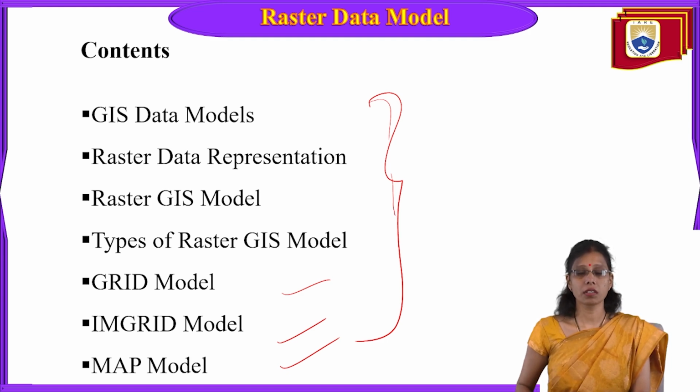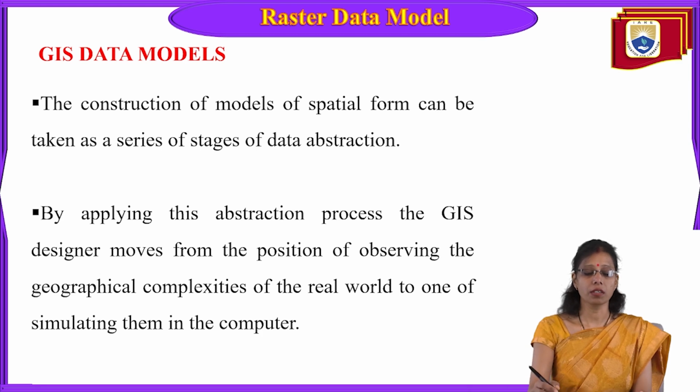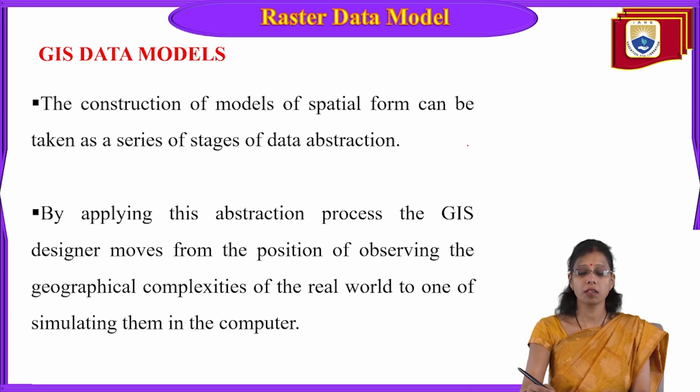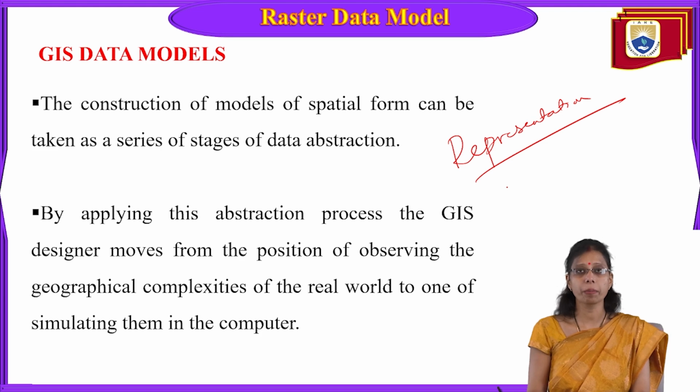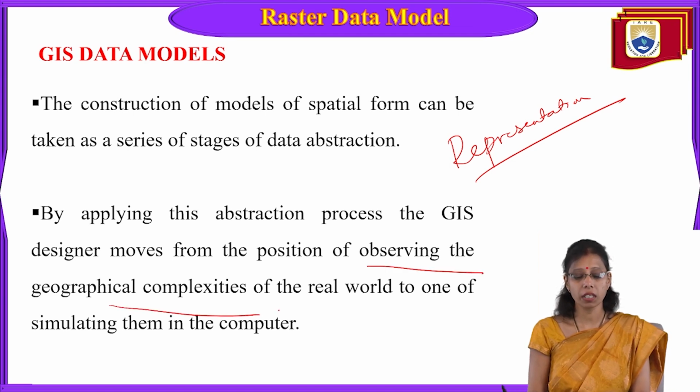So let us start with the GIS data models. So what are the GIS data models? The construction of models of spatial form can be taken as a series of stages of data abstraction. GIS data models means there are different kinds of models for representation. By applying this abstraction process, the GIS designer moves from observing the geographical complexity of the real world to one of simulating it in the computer.